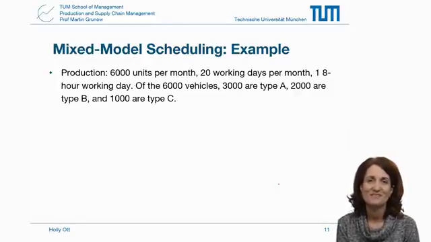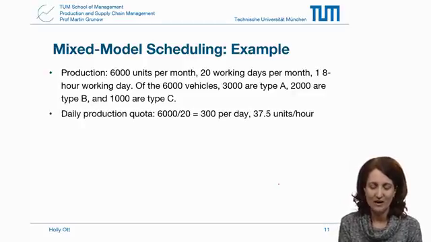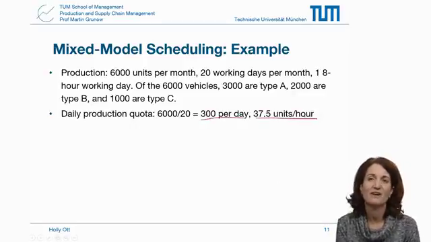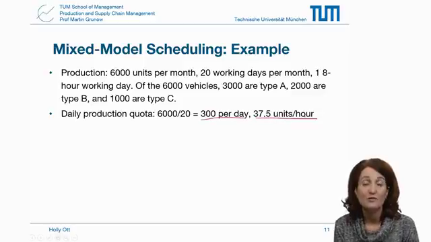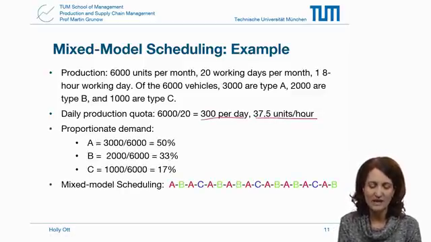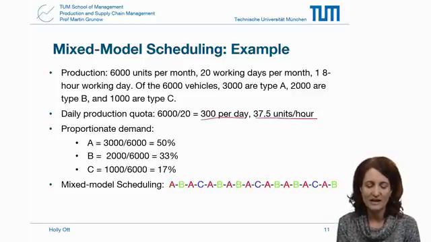Let's go through this together. The first thing we want to do is to calculate the daily production quota. So we have then, of the 6,000 units per month with 20 days per month, 300 units per day, or 37.5 units per hour. And the proportionate demand of types A, B, and C will be 50% for type A, 33% for type B, and 17% for type C.